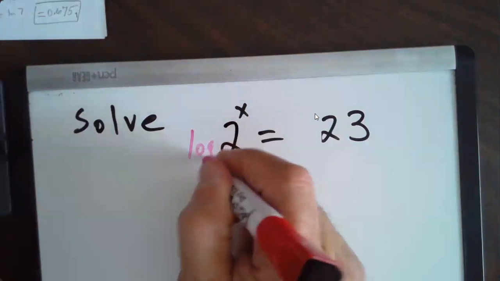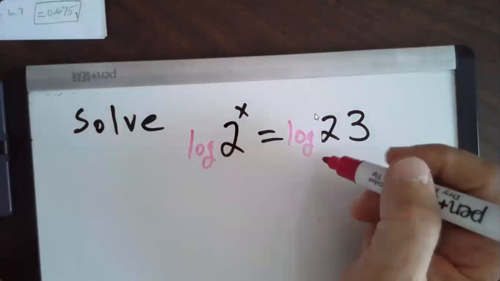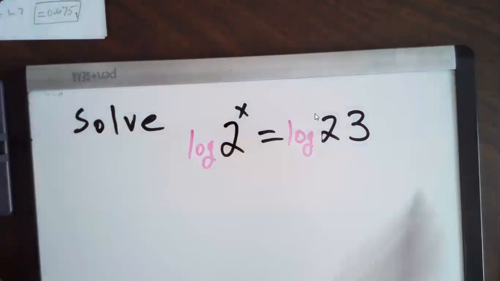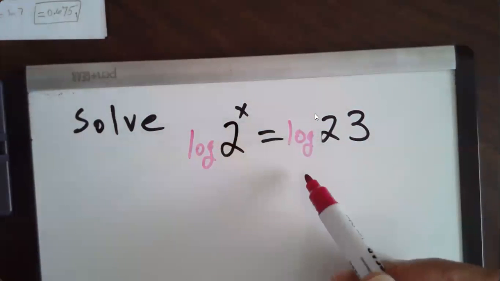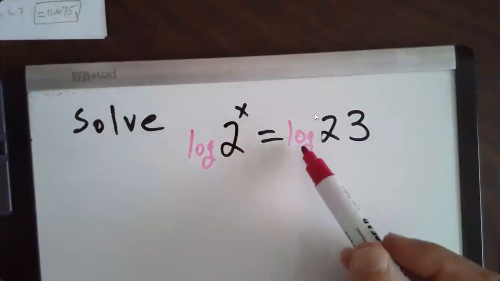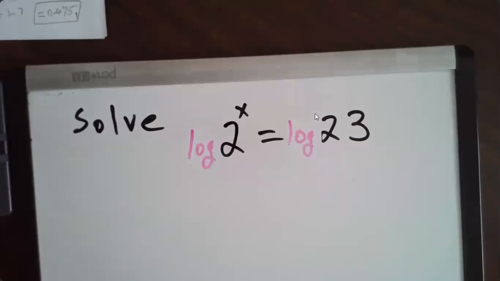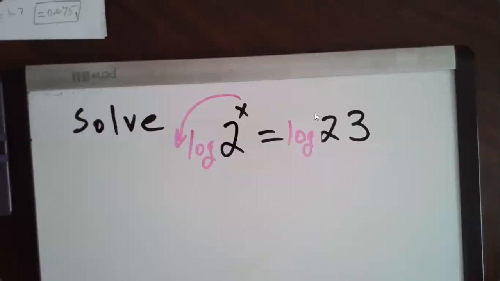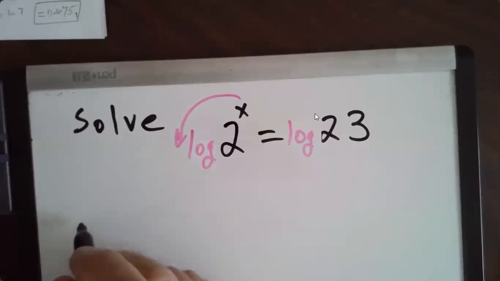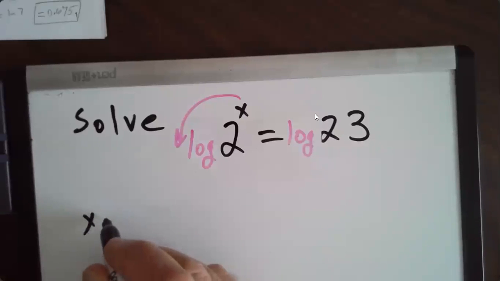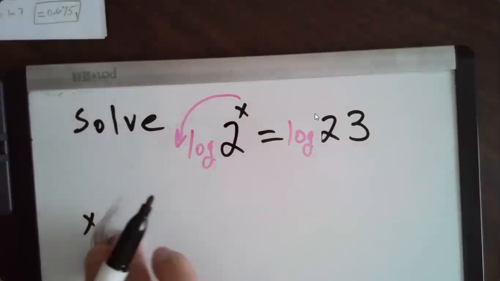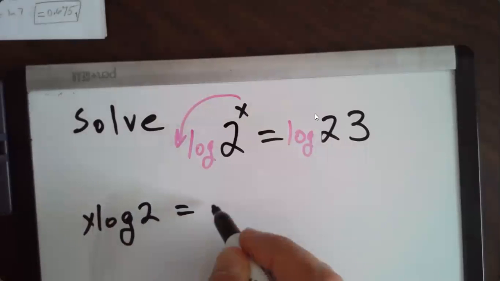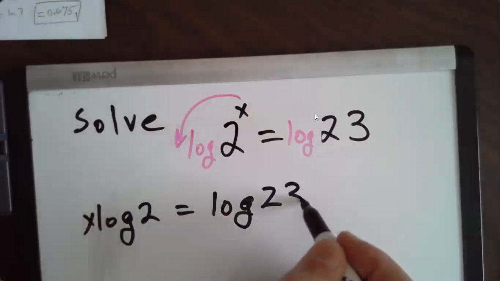The log on your calculator is base 10, but they don't say it. They just put log. So the answer comes out the same whether you use log or natural log. So I'm going to do log this time. Bring the x down after we apply log to both sides. So this is going to be x times log 2 equals log 23.